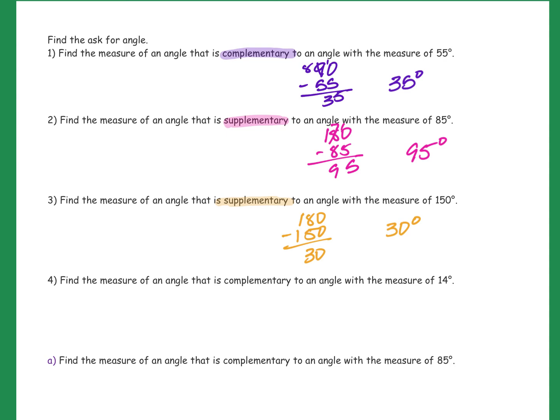Okay, and the last one we're going to do together before it's your turn is complementary, which is 90, right? Yeah, 90. 90 minus 14 is, what is it? 76 degrees. Awesome.